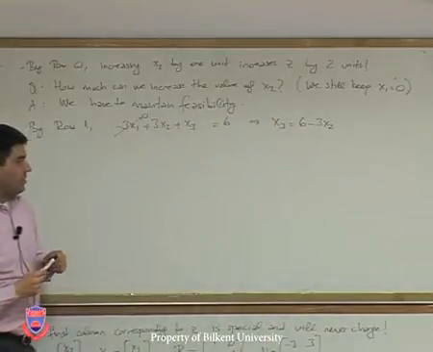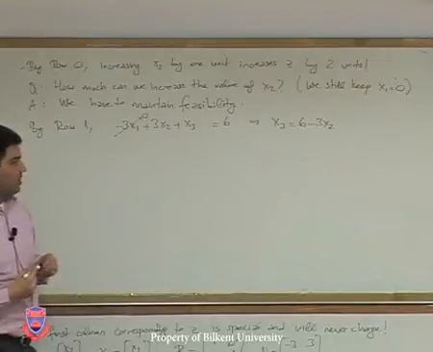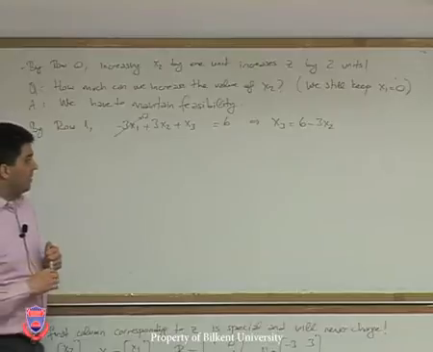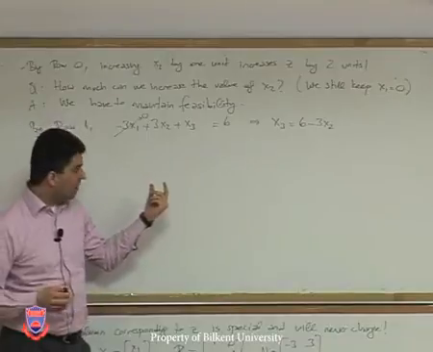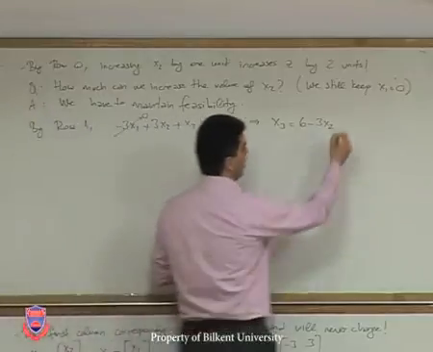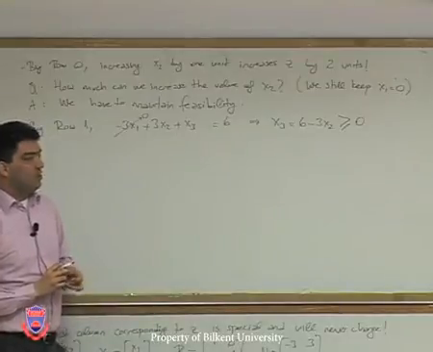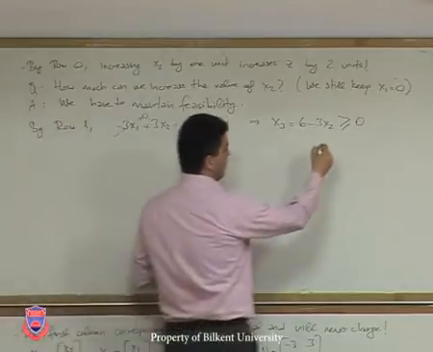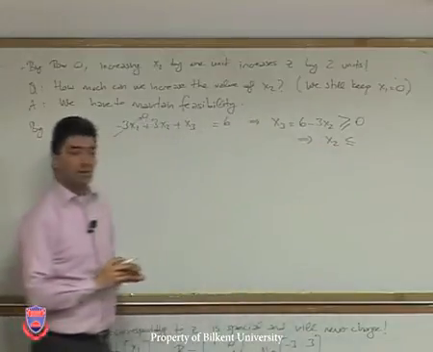Which means that if x2 is equal to 1, then x3 will be equal to 3, right? So the value of x3 depends on x2. What I want to do is increase x2 as much as possible, but at the same time I want to make sure that the value of x3 also remains non-negative. Why is that? Because if x3 is negative, then I lose feasibility. So I have the following condition: 6 minus 3x2, which is the value of x3, should remain non-negative. Is that clear? This gives me a bound on x2. What does this imply? This implies that x2 cannot be more than 2.